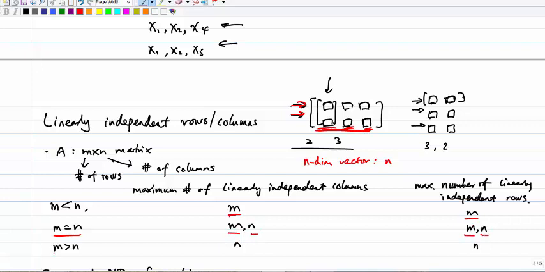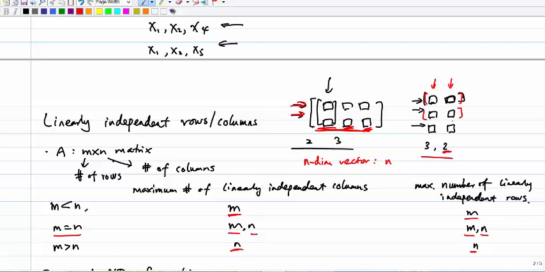Okay. If m is greater than n, it's like this case. Take 3 by 2, for example, you have 2 columns, 3 rows. Even though you have 3 rows, for the number of linearly independent columns, of course you only have 2 columns, right? So the smaller one determines it, you can't have more than 2, right? You only have 2 columns, so the maximum is 2. Similarly, the maximum number of linearly independent rows is also 2. The reason is we only have 2 dimensions, right?